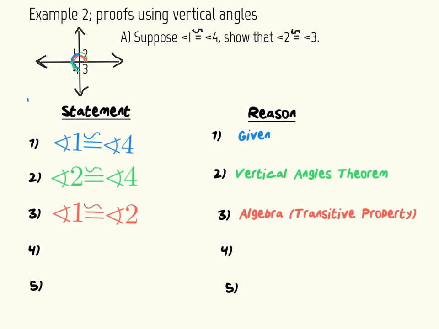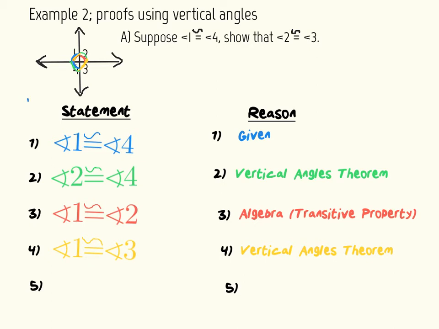Next step is 4. Now let's go back to looking at what we're trying to do. We're trying to prove that 2 and 3 are congruent. So that means we probably have to do something with angle 3. Well, I can say that angle 3 is congruent to angle 1 by vertical angles as well, just like in step 2. So angle 1 is congruent to angle 3 by the vertical angles theorem.